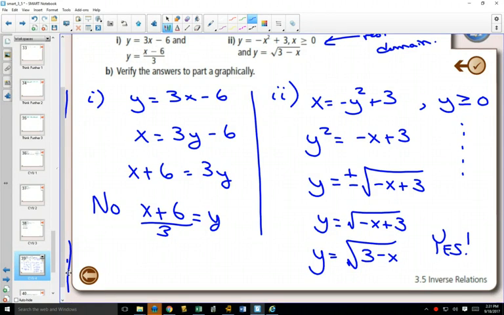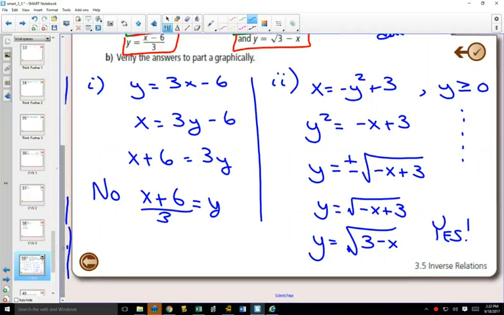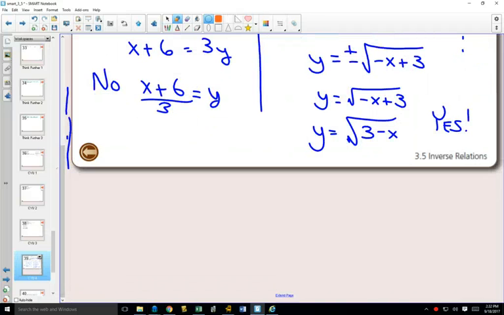Now, in part B, it says verify the answers to part A graphically. So how would you verify something graphically? Well, what we're going to do is we're going to graph one equation in green and the other equation I'll graph in red. So we'll put both graphs on the same graph. We'll do one in green and one in red.